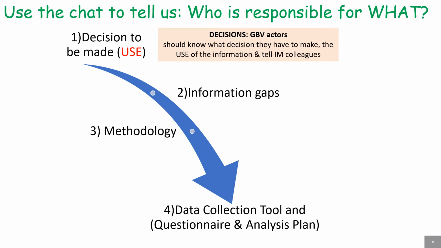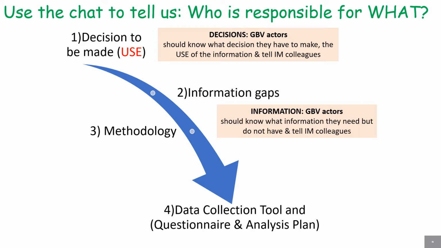So whose role is it to identify the information they need to make those decisions and why? GBV or IM? When it comes to information needed, GBV actors and partners should be the ones to identify, as they know what information they need, and they will tell IM colleagues. They know what they have and what they need, and they can tell the information management colleagues what information is missing for them to make that decision.